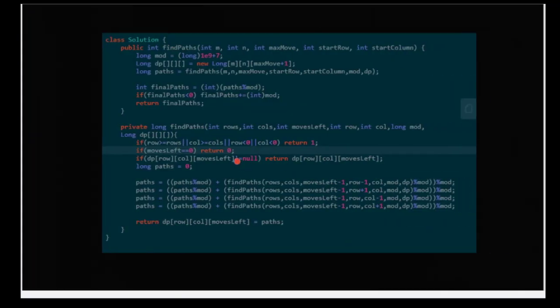Let's look at the solution now. As you know, we'll be iterating and finding the paths. We'll check all possibilities by moving in all 4 directions, and if the condition as stated is valid, return 1, otherwise return 0. This particular solution will give you the answer in order of number of rows times columns times max moves.